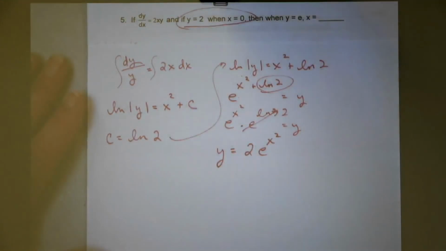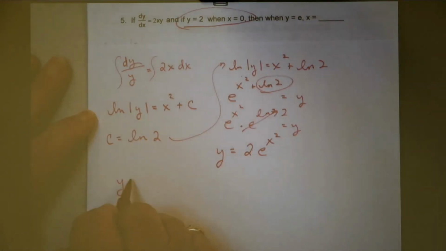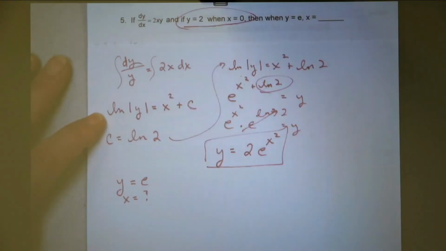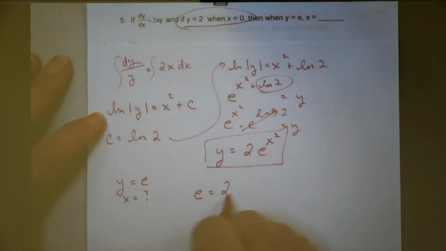All right, so let's take this. Then they're telling me when y equals e, x equals whatever. So here we go. When y is e, x is our unknown. So what I'm going to do is use this equation right here. I'm solving for x now, not for y. So I know that y equals e, is 2e to the x squared.